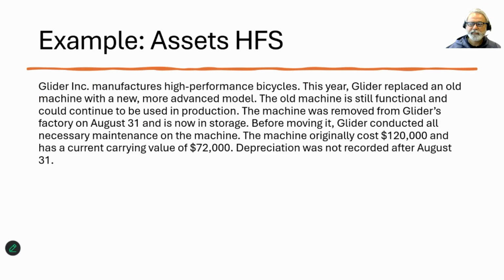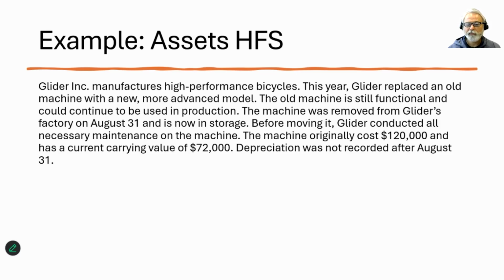Let's take a look at an example. So Glider Inc. makes high-performance bikes. This year, Glider replaced an old machine with a new, more advanced model. The old machine is still functional, could continue to be used in production. The machine was removed from Glider's factory on August 31st and is now in storage. Before moving it, Glider conducted all necessary maintenance on the machine.